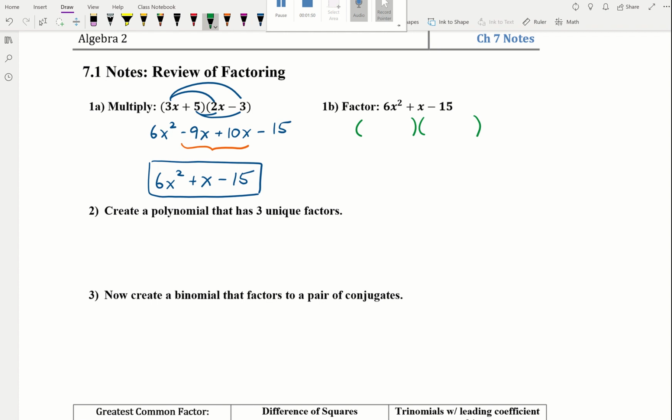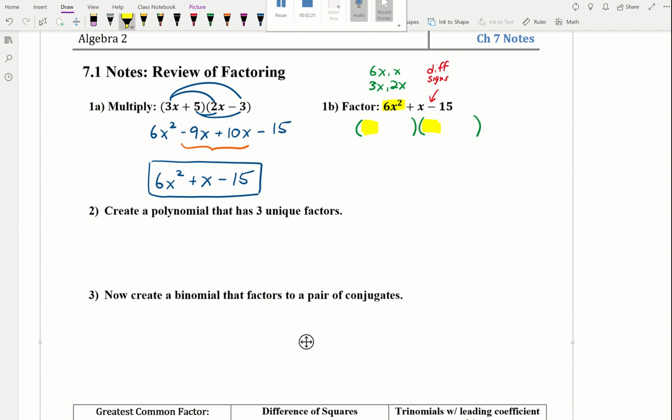And one thing you want to remember is that the terms that go here and here are going to multiply to give us this 6x squared. So we're going to think about the possibilities, which in this case are going to give us 6x and x and 3x and 2x. Now, the other piece that is going to be important is this negative sign right here. This is going to tell us that we have different signs, meaning one is positive and one is negative.